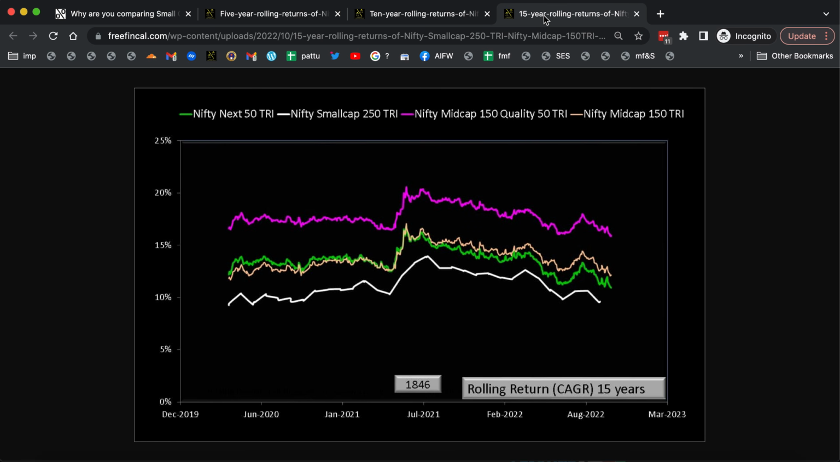Don't use easy benchmarks like the small cap index.